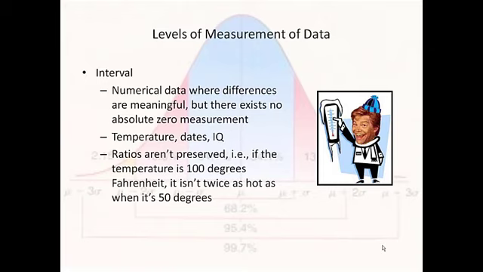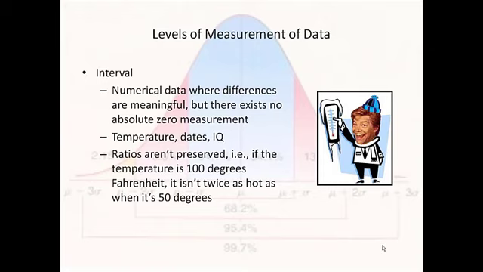Now, let me explain what this means. You can tell in my little PowerPoint here. If the temperature is 100 degrees Fahrenheit, it's not that it's twice as hot as when it's 50 degrees Fahrenheit. Temperatures don't behave that way. It's not like it's a linear type deal. Also, think of IQ. A person with a 120 IQ is not twice as smart as a person with a 60 IQ.